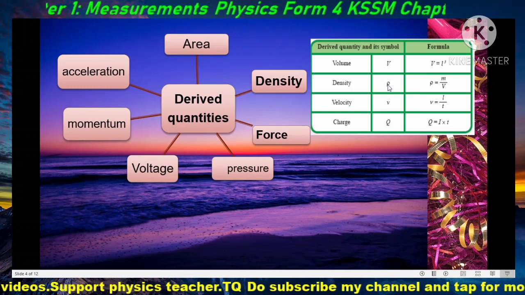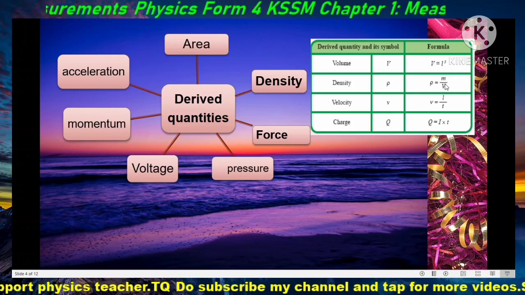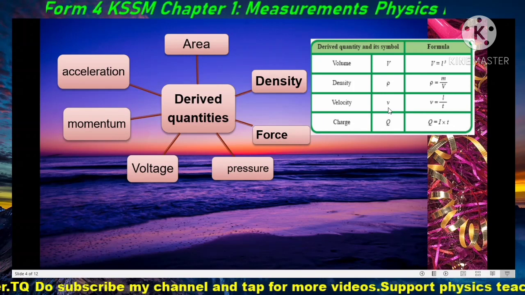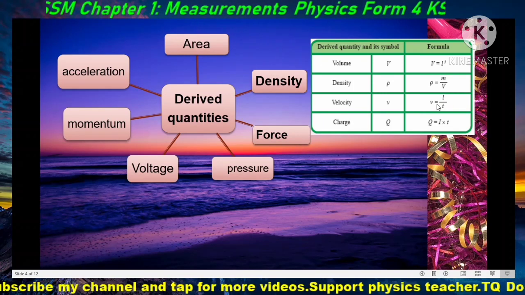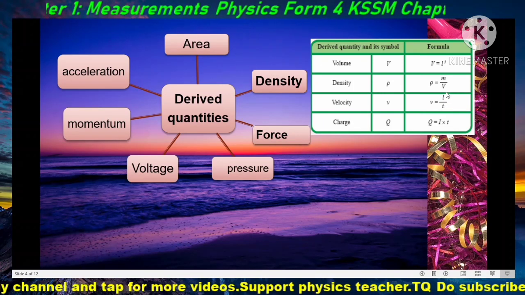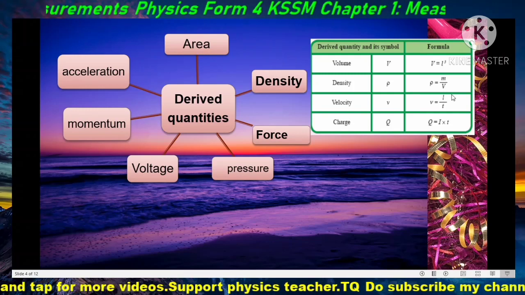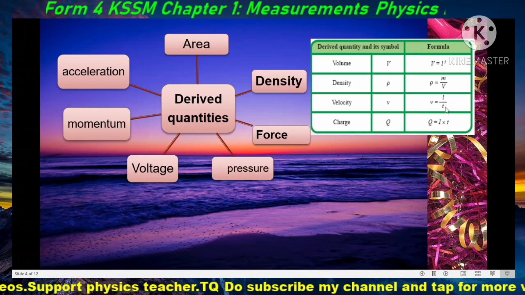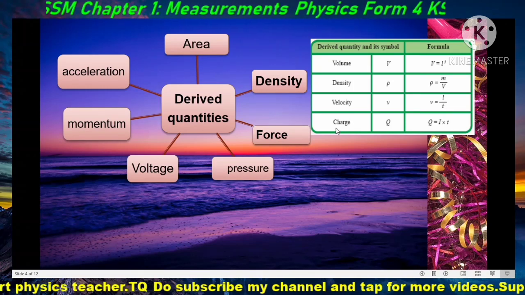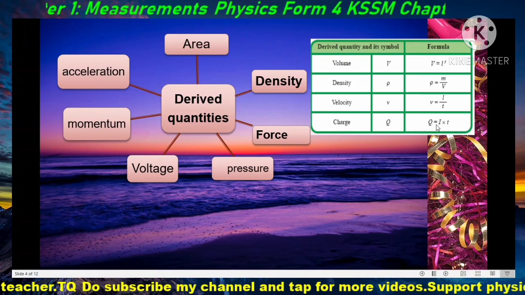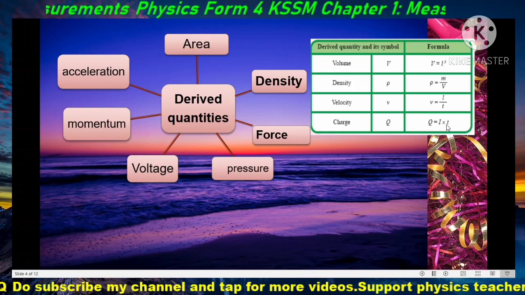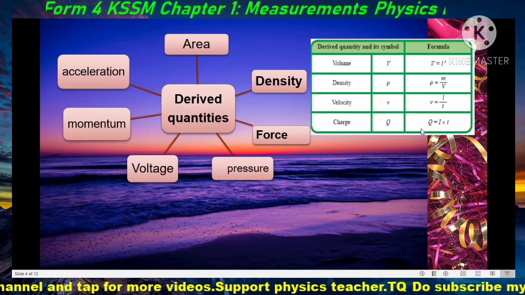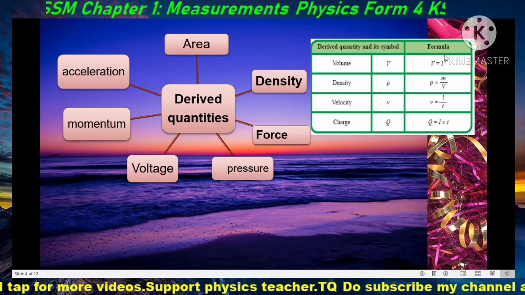For density, rho equals mass divided by volume. Velocity v equals displacement divided by time. Displacement is under the group of length, so we also can state it as v equals length divided by time. For charge, Q equals current multiplied by time. As you can see here, for derived quantity, there's a formula.